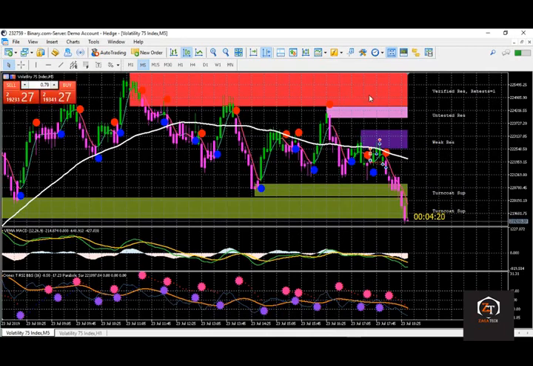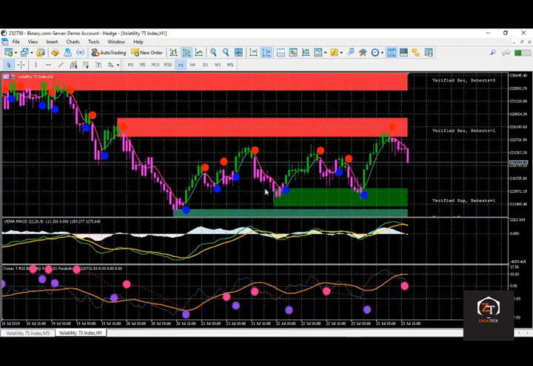We all know what support and resistance is. It's more like price action. Volatility 75 is highly volatile. It's very, very volatile. It goes up and down. It creates support and resistance any moment, at any time. This is the 5 minutes time frame, and you check the other one here. This is the 1 hour time frame.